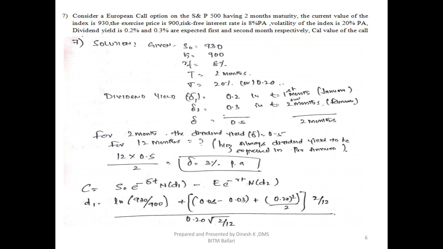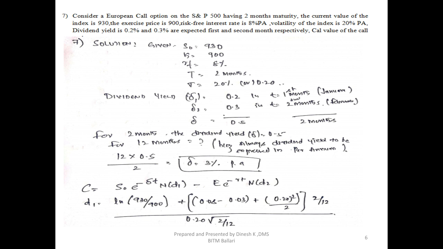So what does it mean? We know that dividend yield should be expressed per annum. Standard deviation is expressed on a per annum basis and dividend yield should always be expressed on a per annum basis. Since here the dividend yield is not given per annum, I need to convert the dividend yield to per annum basis. First, I need to understand that the first dividend is expected in the first month, the second dividend in the second month. So first month plus second month is equal to 2 months, not the 3 months.